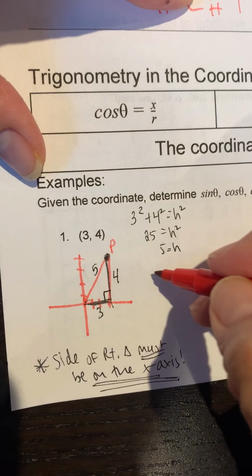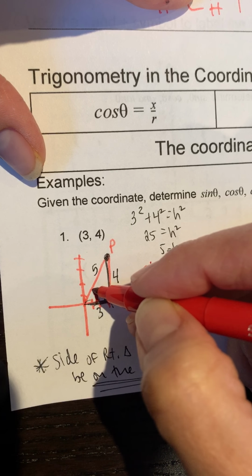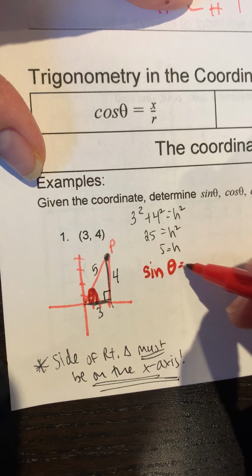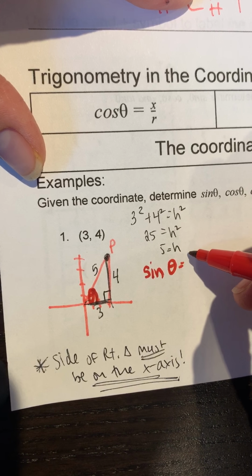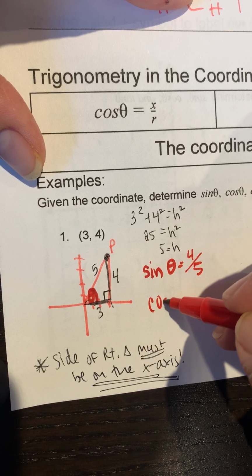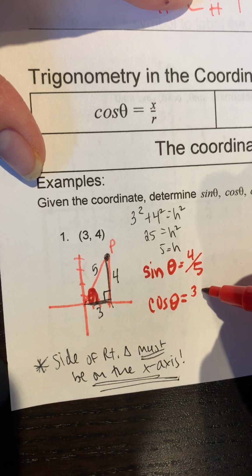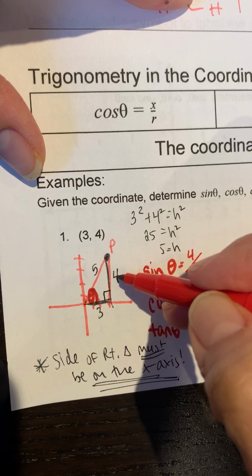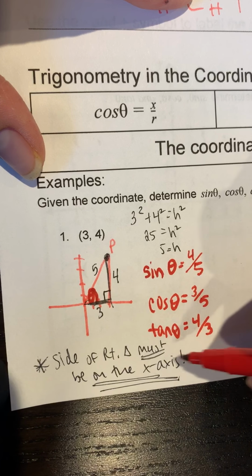My question is, what is the sine of theta? Well, here's theta. It went up this way. There's my angle. My angle is always in the corner with the x-axis. So the sine of theta is opposite over hypotenuse, 4 over 5. The cosine of theta is adjacent over hypotenuse, 3 over 5. And the tan of theta is opposite over adjacent, 4 over 3. That's all you have to do.